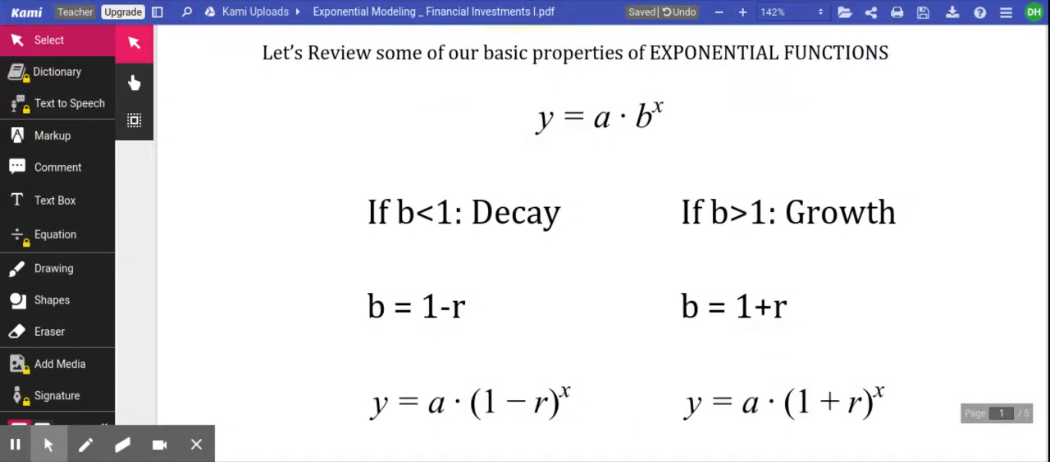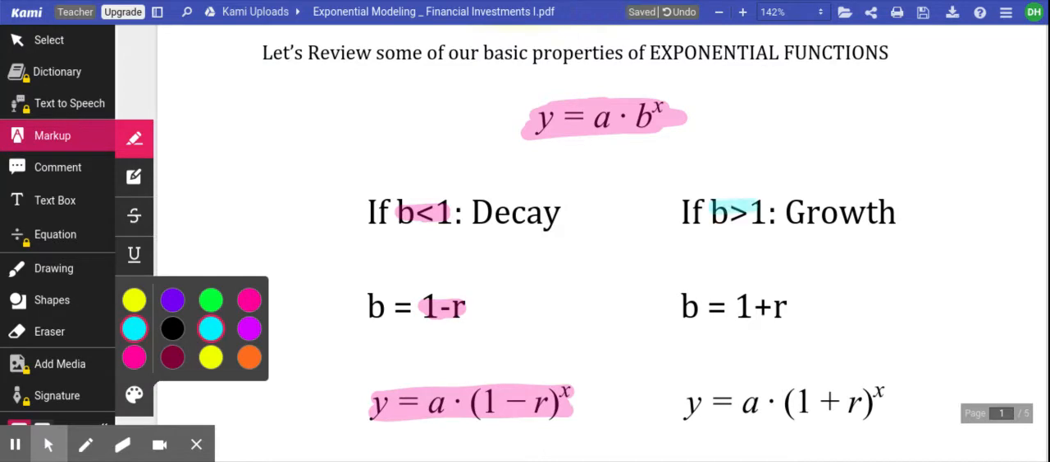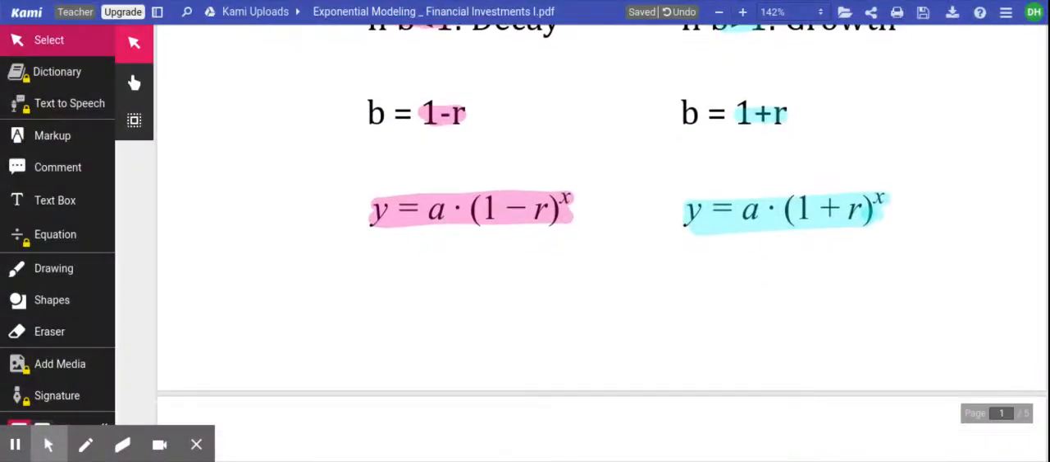The basic general form of an exponential function is y equals a times b raised to the x. Now, in the case that we're decaying, if your base is less than 1, we would replace b with a 1 minus r, and now the equation generally looks like this. However, if your base is greater than 1, that implies that we're growing. We would replace your b with a 1 plus r, and now all of a sudden your equation looks like this. So very, very similar, just a difference of whether we're adding the r or subtracting the r.